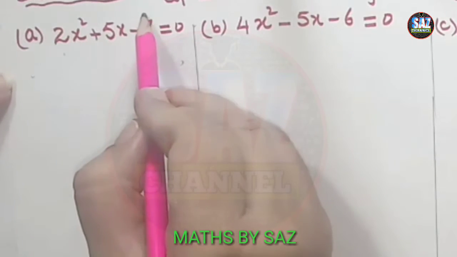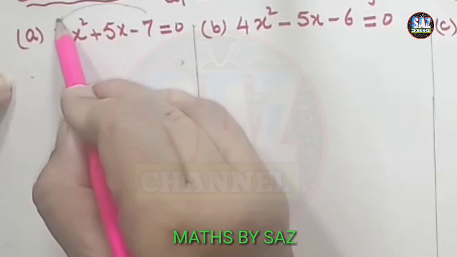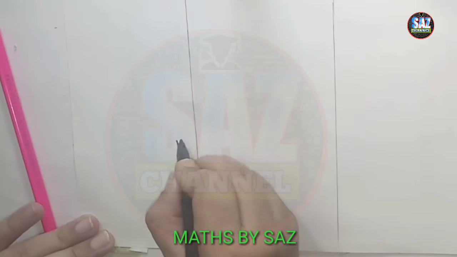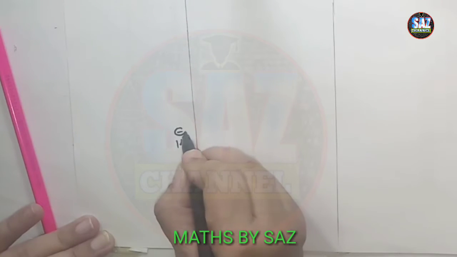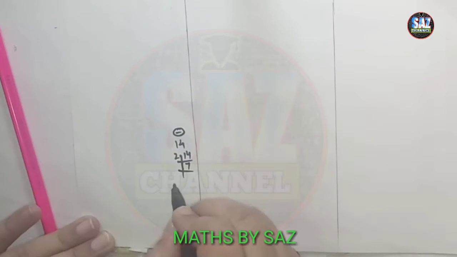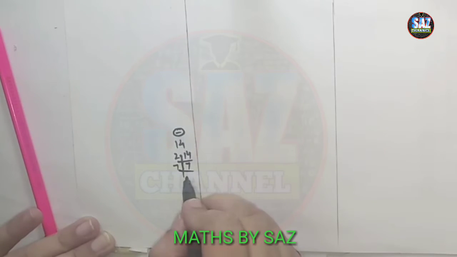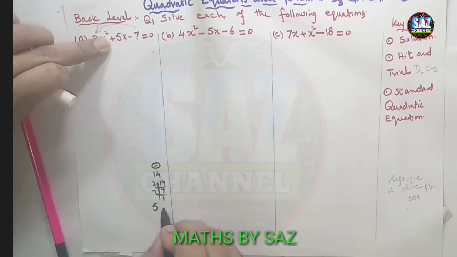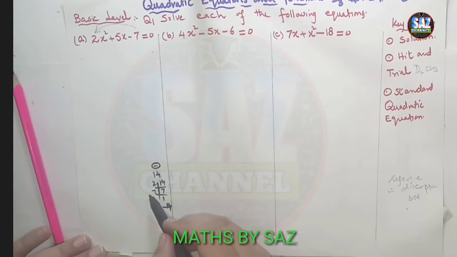What we have to do is multiply the constant with the coefficient of the term having power 2, and the product comes 14 with minus sign. Then we have to make the factors of 14 in such a way that when we add or subtract, we get the middle term, which is 5, and when we multiply, we get the product, which is minus 14. So I hope 7 and 2 are the possible choices.